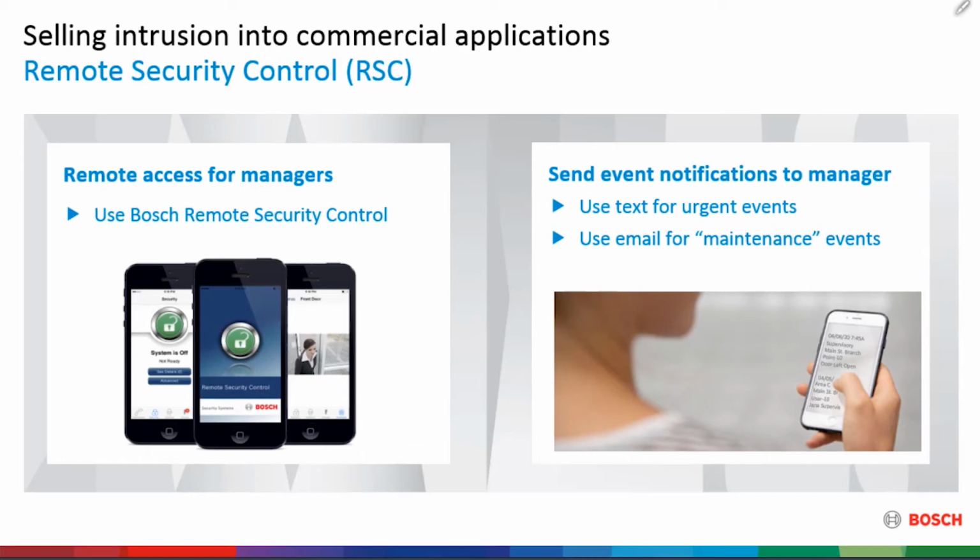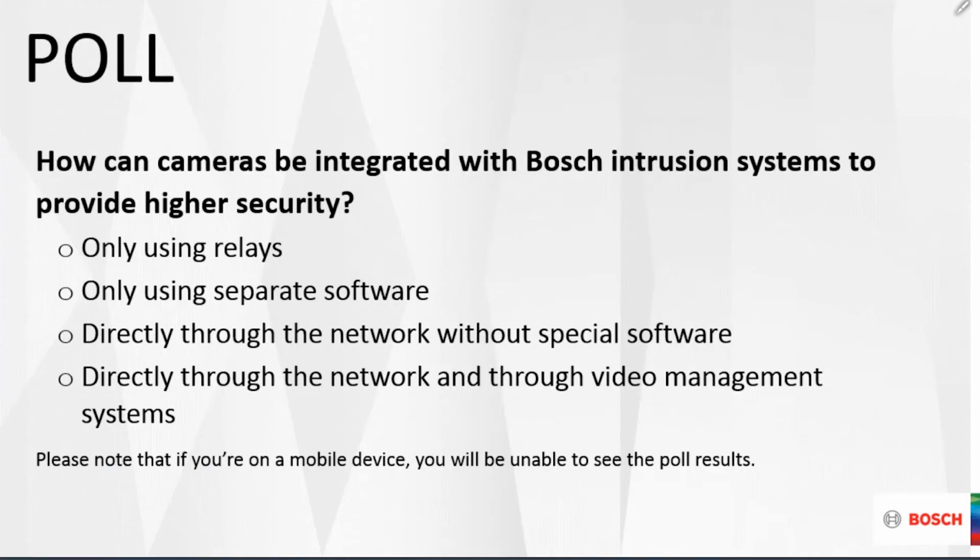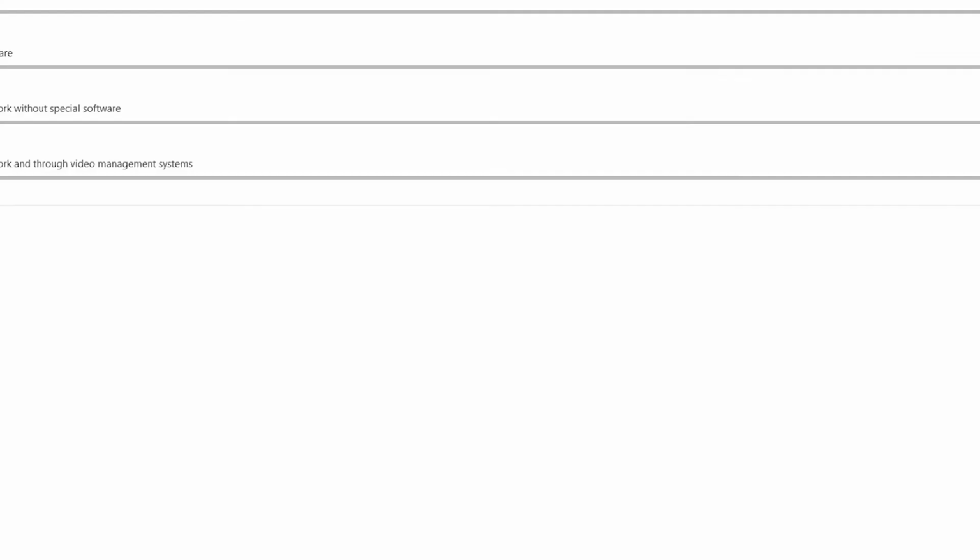We have another poll, and this poll actually has to do with integrating video into the intrusion system. So I'm going to open up the poll here, and the question is, how can cameras be integrated with Bosch intrusion systems to provide higher security? I'll give you a couple minutes to give us your answers. The answers are: only using relays, only using separate software, directly through the network without special software, directly through the network, and through video management systems.